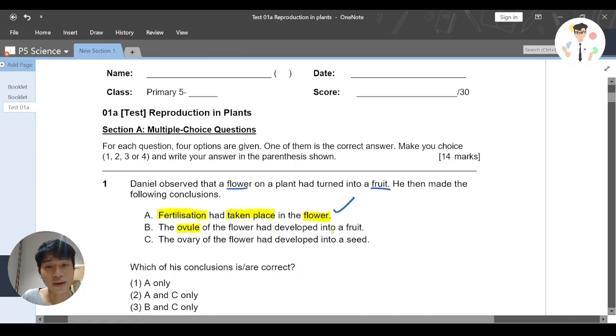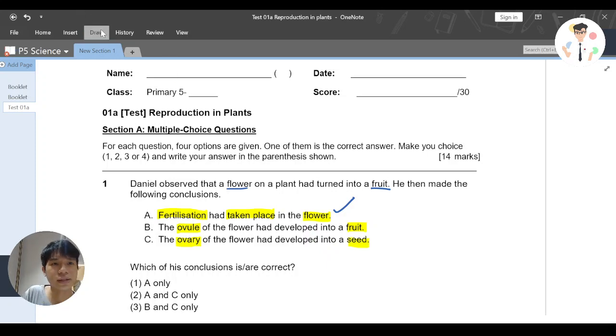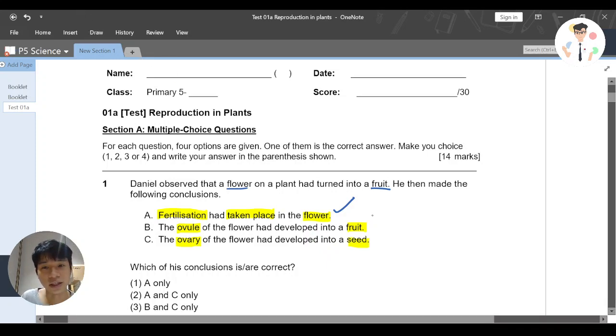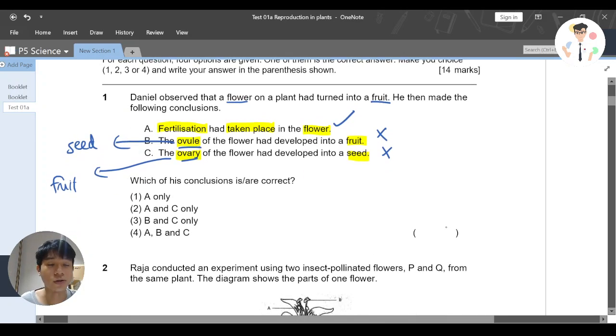The next one: the ovule of the flower had developed into a fruit, whereas the ovary of the flower had developed into a seed. Is that correct? The answer is no. Why? Because the ovule is the one that becomes seeds, and the ovary is the one that becomes the fruit. So B and C are wrong. That's why the answer for question number 1 is option number 1.